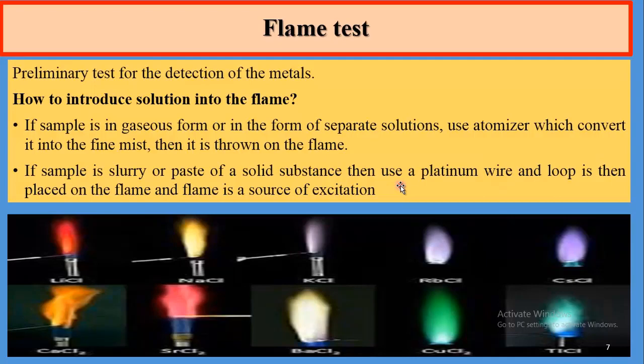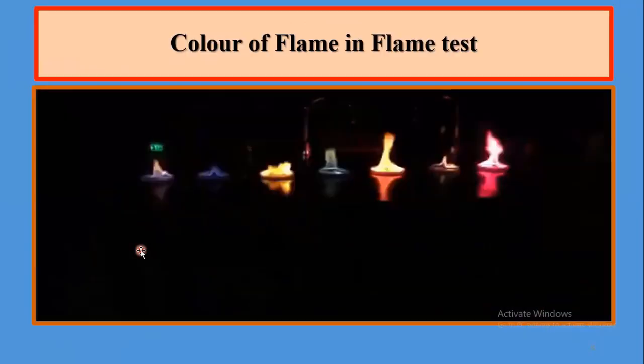These are the different types of flames we have seen in the flame test, like lithium, sodium, potassium, rubidium and cesium. We determine those metals which have low ionization energy, so with a simple flame we can ionize them, and they have characteristic flame colors. Here the colors of different flames are shown in this diagram.